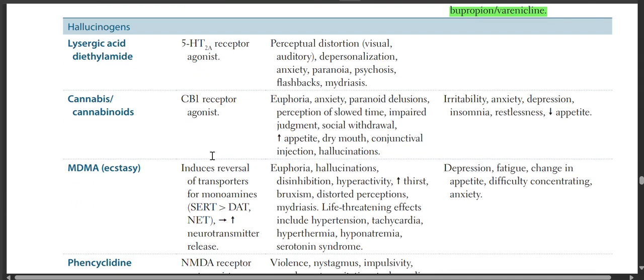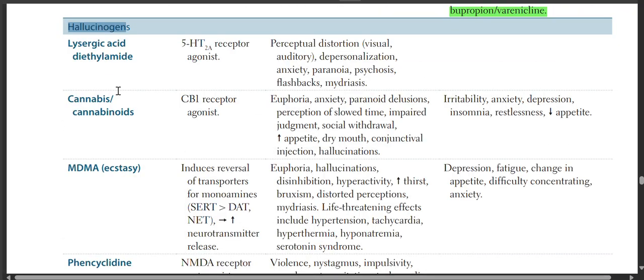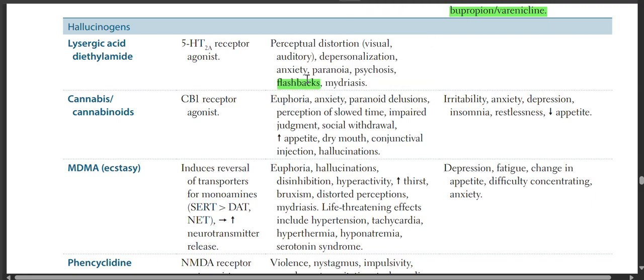Now with hallucinogens, all of these medications can cause hallucinations, but the USMLE will ask very specific things here, and that is that if you have LSD intoxication, you will always get these flashbacks. Additionally, one more thing that the USMLE can do is give you halos around lights, and that is also a very good buzzword for LSD intoxication.